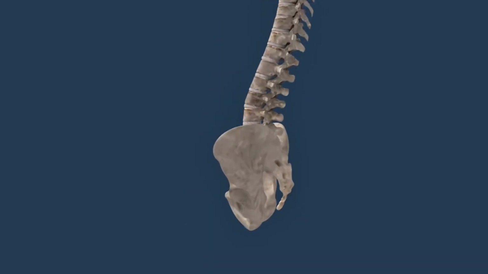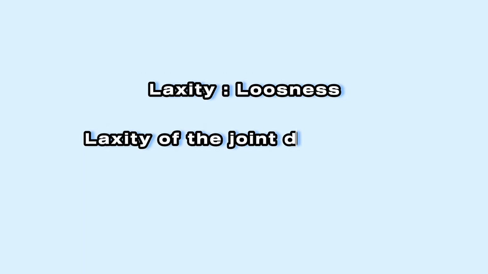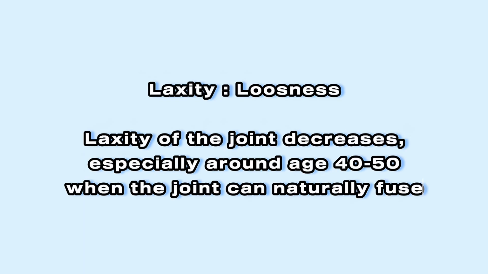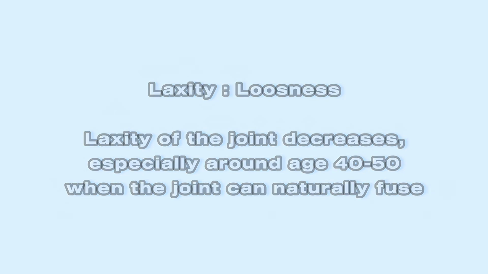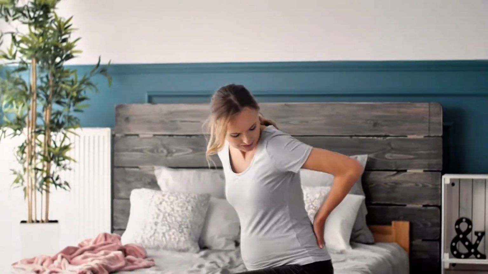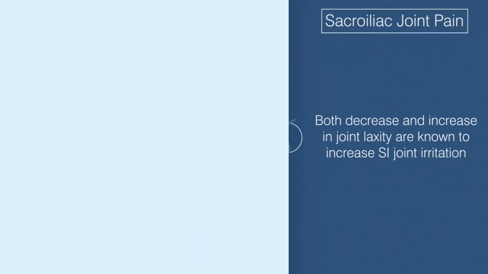The SI joint is subject to many different types of forces, including shearing, rotation, torsion, and tension. The laxity or loosening of the joints decreases, especially around age 40 or 50, when the joint can naturally fuse. Pregnant women are most vulnerable to pain as the hormonal changes cause joint laxity. Both this decrease and increase in joint laxity are known to increase SI joint irritation.